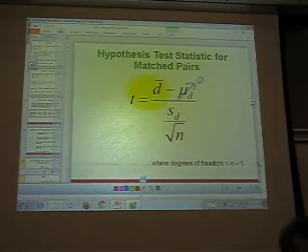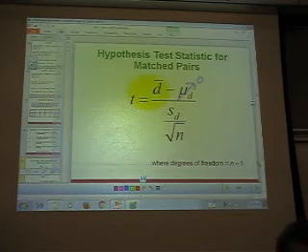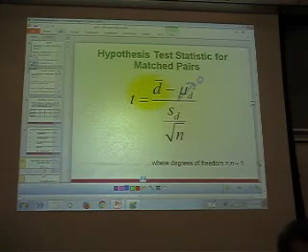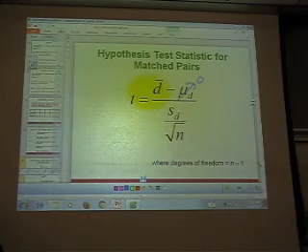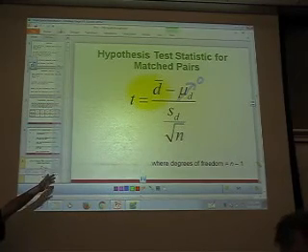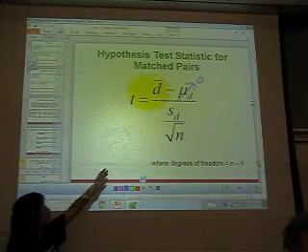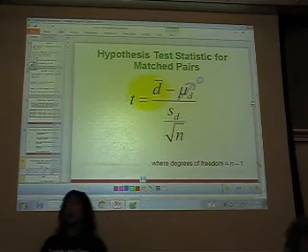Alright, everything else stays exactly the same. Step 2 stays the same, step 4 stays the same, step 5 stays the same. So the only thing that's different is the H naught is different, right? And step 3 is slightly different. It's pretty much the same, only your mu d is 0 in this weird case.